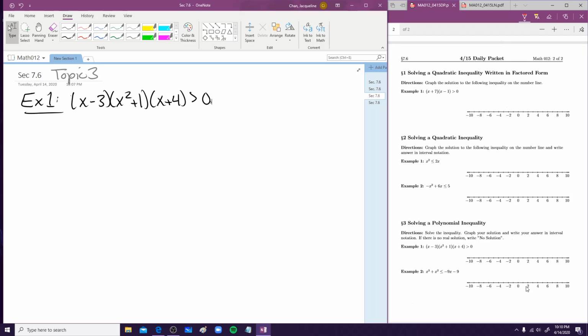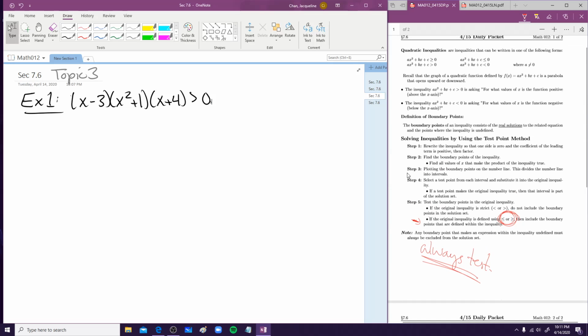So our directions, we want to solve the inequality, and then graph our solution and write our solution in interval notation. So if there's no real solutions, we're going to write no solution. So example 1, we're given x minus 3 times x squared plus 1, and then x plus 4 greater than 0. So just like solving a polynomial, we're going to use the exact same steps as solving a quadratic inequality.